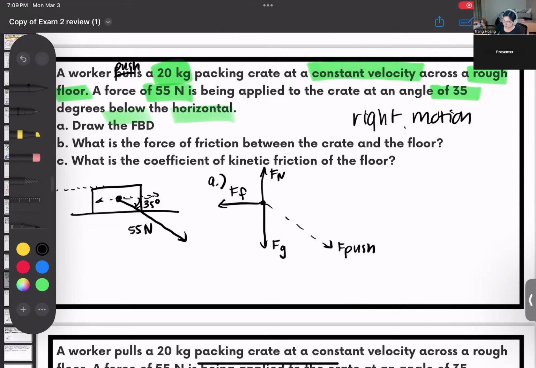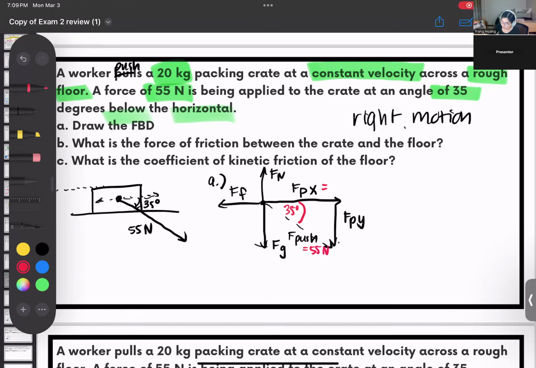We've got to split it up into its components, which is F push. I'm going to put FPX, and I'm going to do FPY. And I know that the angle between this and the horizontal is 35 degrees. So that means FPX is going to be equal to F push. Here, I'll make it clearer so that you can see where F push is. FPX is going to be equal to F push. We're told that F push is equal to 55 newtons.